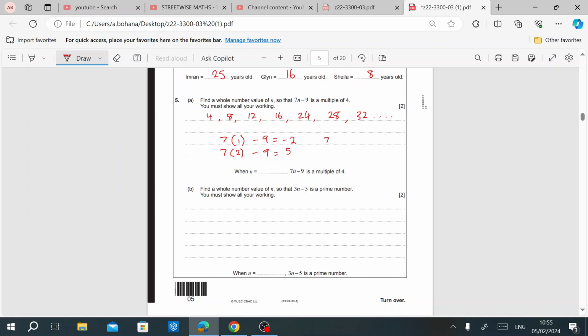But let's go to 3. 7 times 3 is 21. Take away 9. And the answer is going to be 12. That works. So when n is 3, you'll get a multiple of 4. There are other answers as well that you could get, but as long as it's a multiple of 4, i.e. a number that 4 can go into, that's fine.